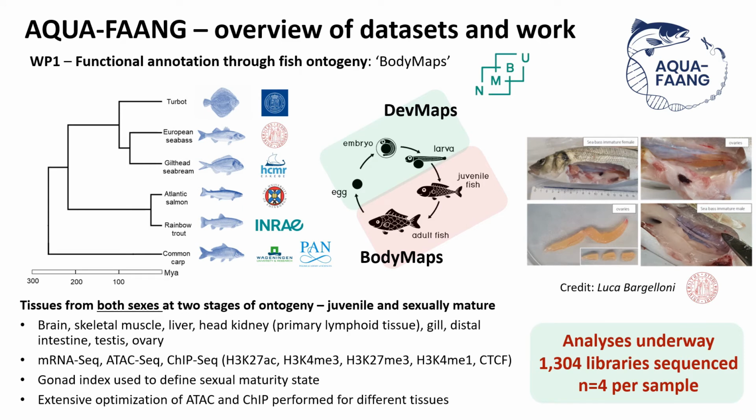So our functional annotation of post-embryonic stages of fish ontogeny are focused on a panel of tissues common to the different species at 2 stages and in both sexes for both juvenile and sexually mature fishes. And these have been defined according to the status of the gonads by experts in the project in reproductive physiology. Again, we've made very good progress in the work. The sampling has been largely completed across species, and over 1,300 sequencing libraries have already been generated and analyses are beginning.